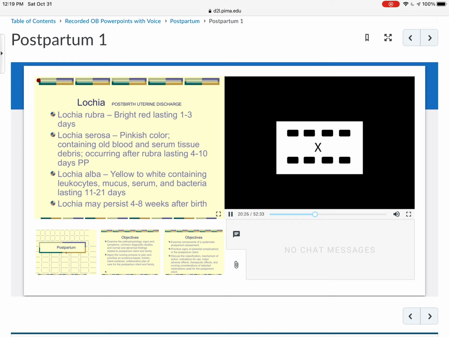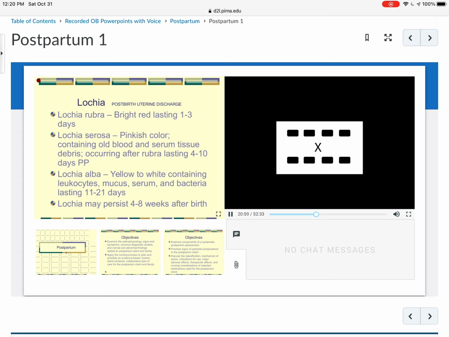We call that post-birth uterine discharge lochia. And there's 3 types of lochia. Lochia rubra, which is the bright red bleeding that usually lasts 1 to 3 days. If you were in the clinical setting or in the hospital, that's what you would be seeing, the bright red lochia rubra. It's kind of like a period or a menstrual discharge where after it's bright red, it goes to serosa, which is a pinkish color, and sometimes it can even have some brownish, which means old blood. That's usually going to last anywhere from 4 to 10 days or a couple weeks postpartum.